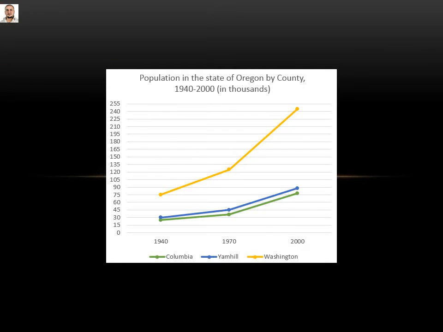This is the graph. Please, I want you to have a look and focus on it. It talks about the population in the state of Oregon by county, 1940 to 2000, in thousands. The yellow is about Washington, the blue is about Yamhill, and the green is about Columbia.